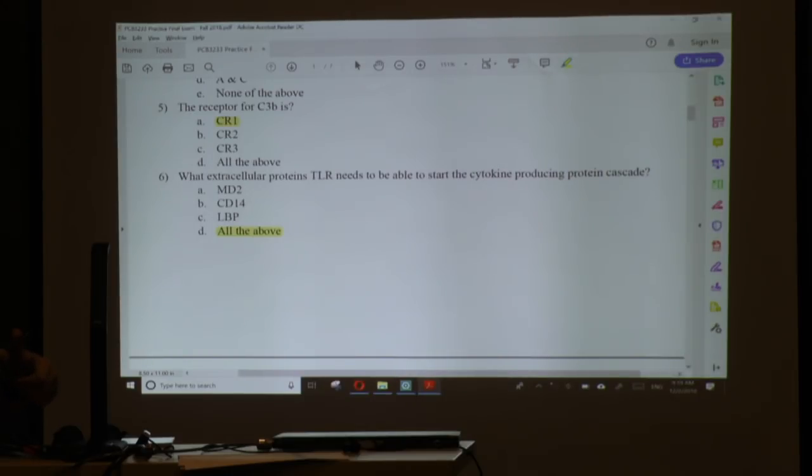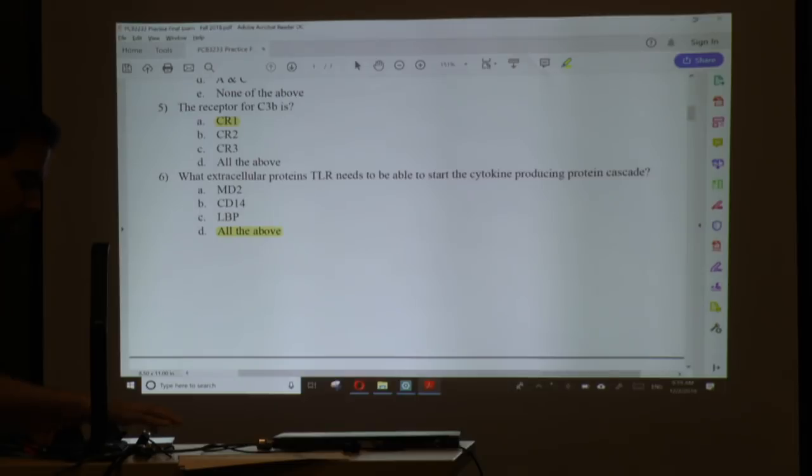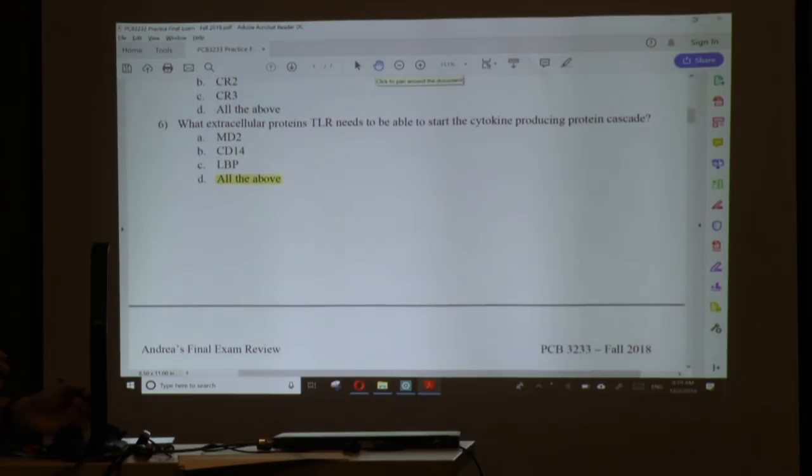TNF alpha, IL-1, IL-6, IL-8, and IL-12. Okay? Cool. And then what happens as a result of the secretion of those cytokines? One word. Inflammation, yeah. And then you have the influx of leukocytes, vasodilation, and all that good stuff.